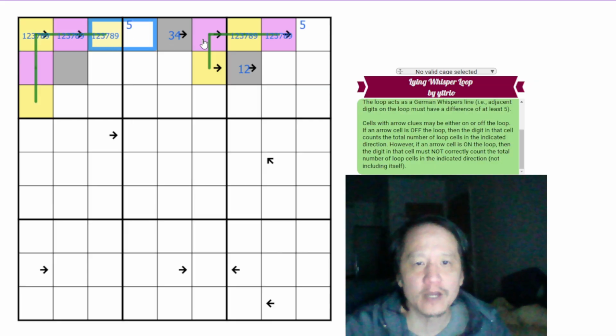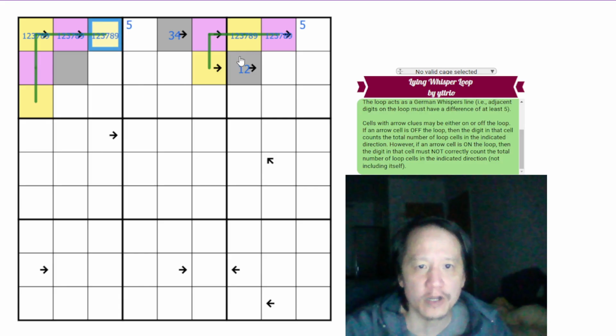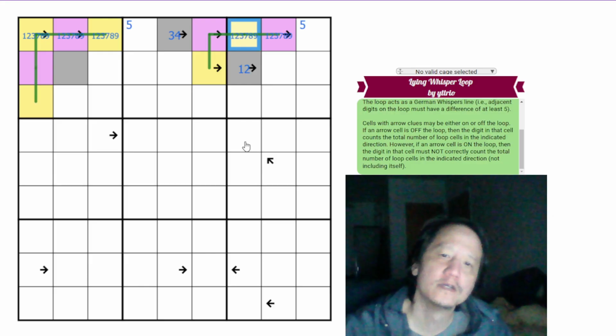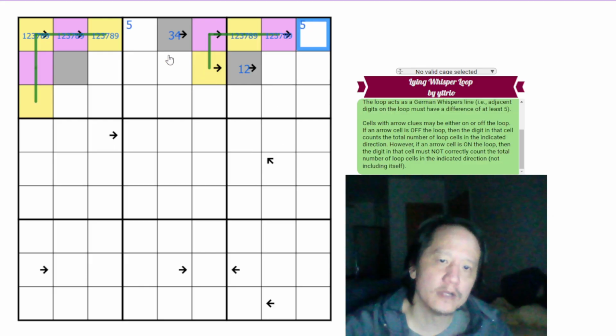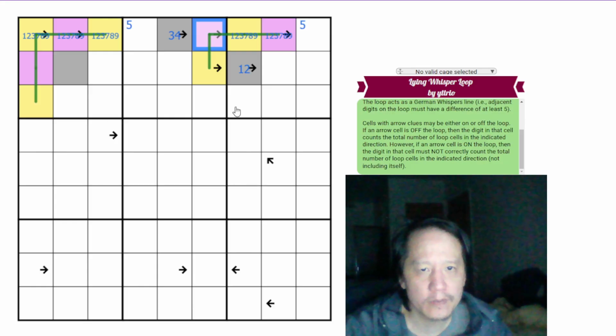And therefore, it would have to be something like this. Or it would have to be something like this, right? Where it's 161 or 161. But it cannot be here. So then, if it's on the German whisper line, it cannot be here. It could be here. It could be here. So if it's on the German whisper line and this is 6, this cannot be 6 then. The 6 would have to be one of these two.